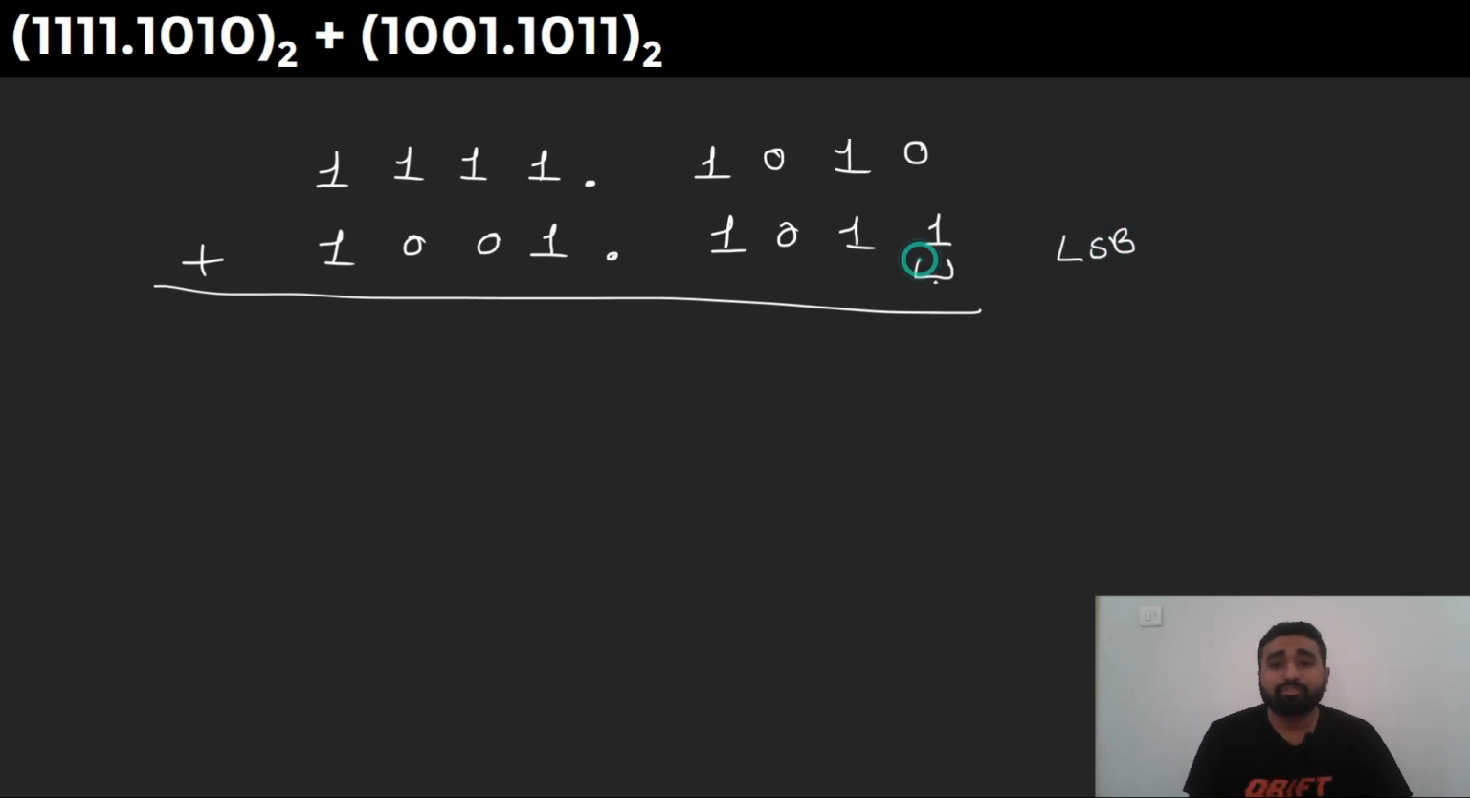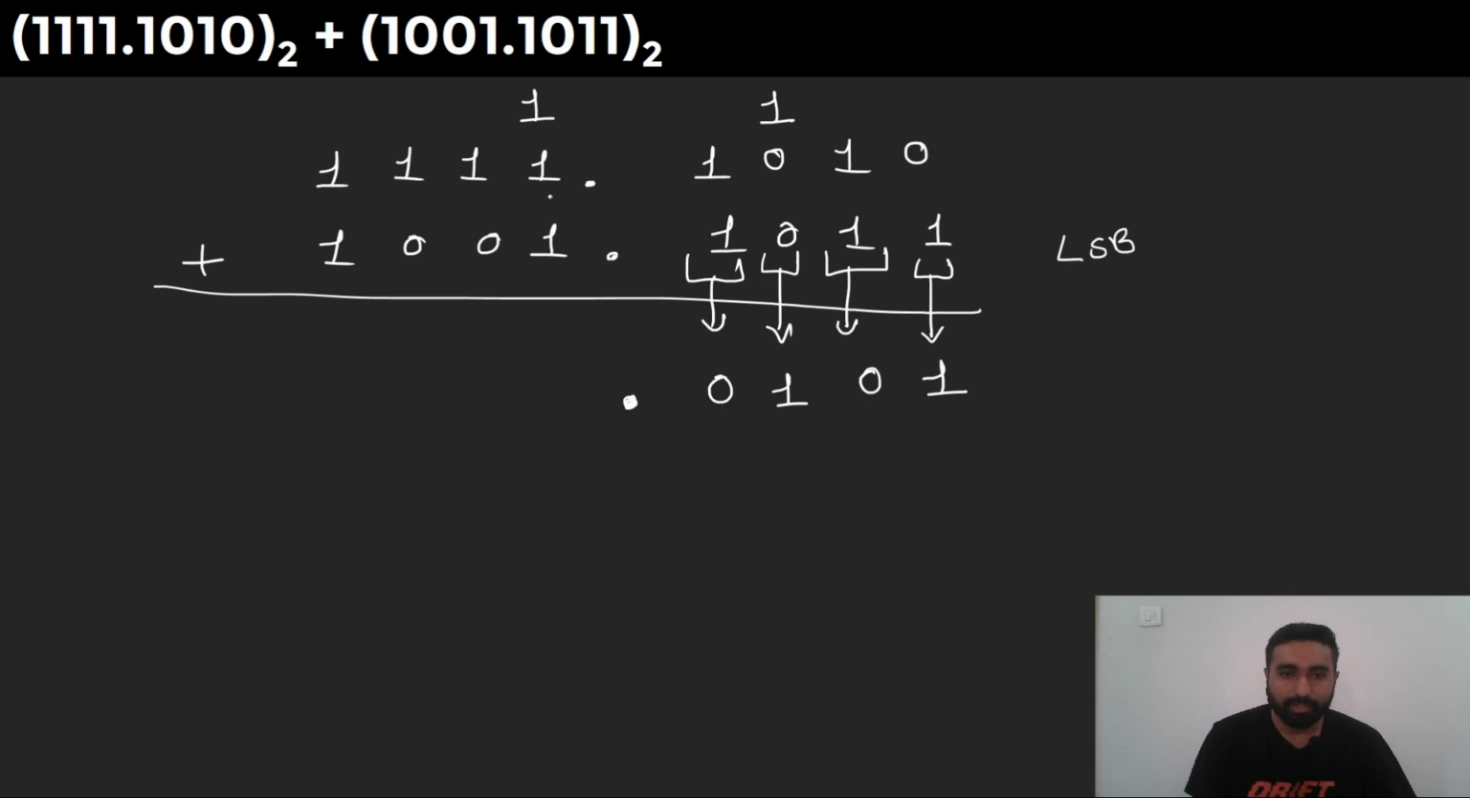Okay, so the first column we are having is 0 plus 1, the answer will be 1. Here 1 plus 1, your answer will be 0, and the carry will be 1. 1 plus 0 plus 0, your answer will be 1. 1 plus 1, your answer will be what? Yes, 0, and carry will go here, right? The carry is 1, that will go over here. Now here we need to write down the point, because there is a point.